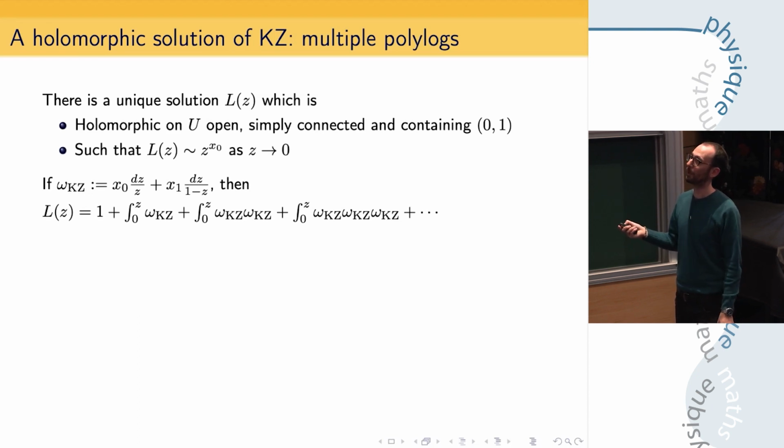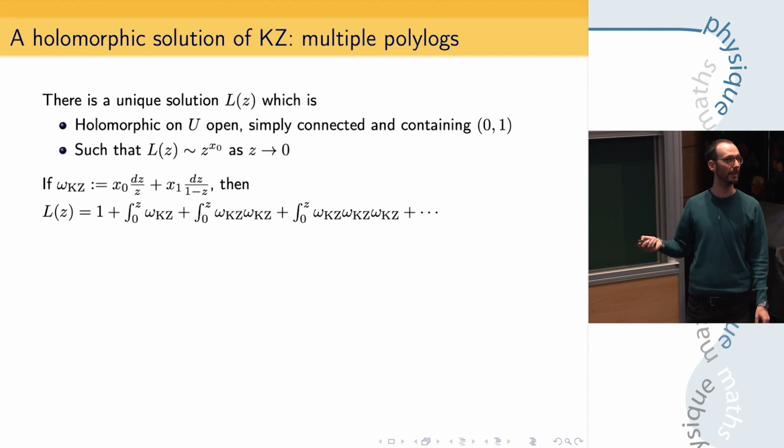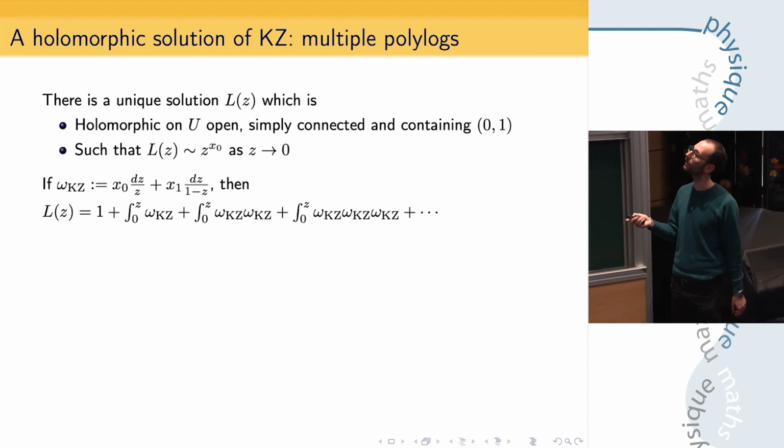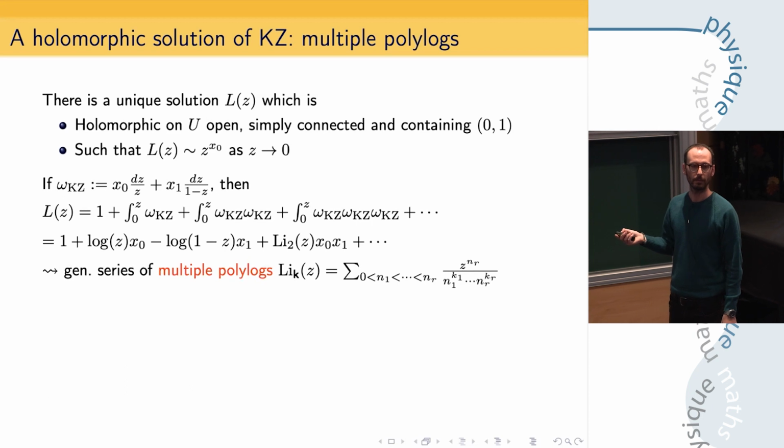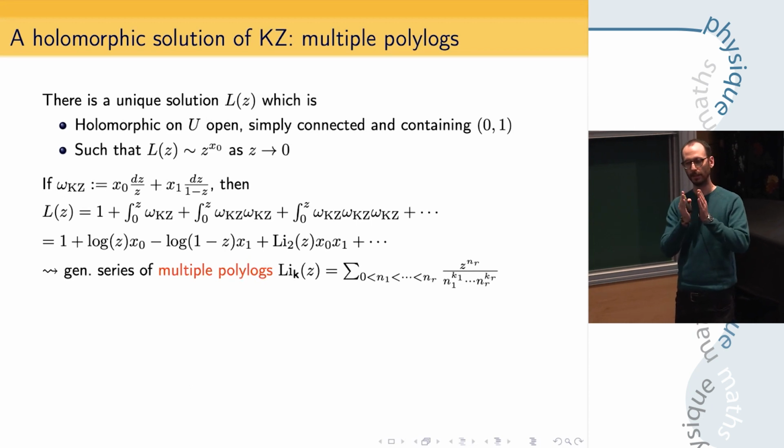So you need to regularize these integrals. So you need to define what you mean by integral from 0 to z. But after you do that, then it makes sense that it's a solution of the KZ equation. How do you integrate the 2-form or 3-form? That's what I mean when I said iterated integral.